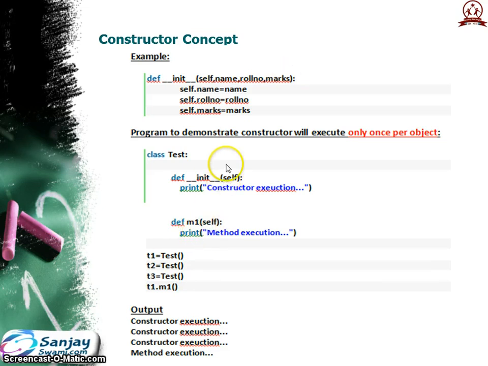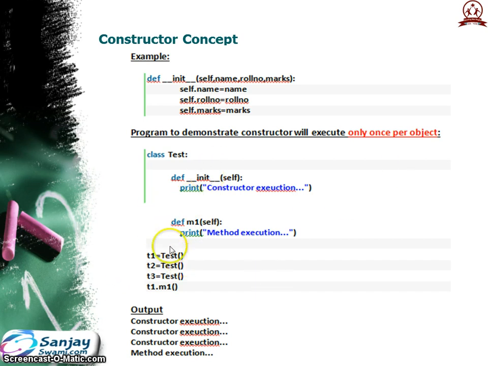Now see the example which will explain something about the constructor. Here we have defined a constructor with the variable self, and some other variables are also there like name, roll number, and marks. Now this is the program where we have used this constructor. Of course, this is the user-defined method m1.